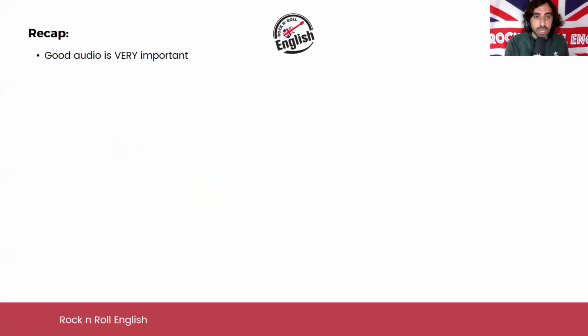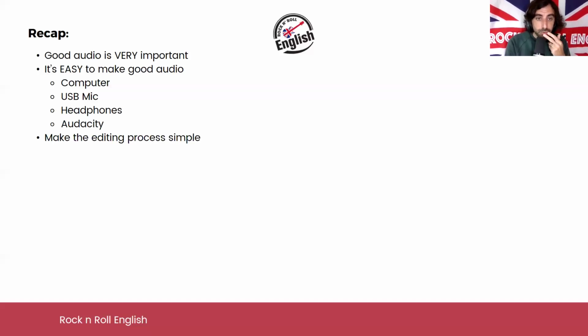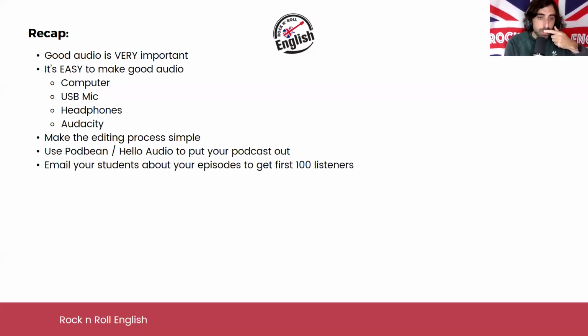So, recap. Good audio is extremely important. It's easy to make good audio and podcasts in general. You just need a computer, USB mic, and headphones. That's it. And we're talking like $100 there. Audacity, which is free. Make the editing process as simple as possible. If you are an idiot like me and you're not good with technology, use Podbean or Hello Audio to put your podcast out to all the main podcast apps. Email your students about your episodes to get your first 100 listeners.